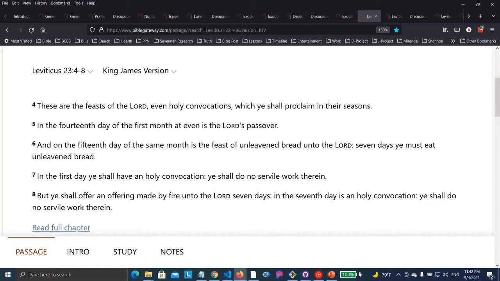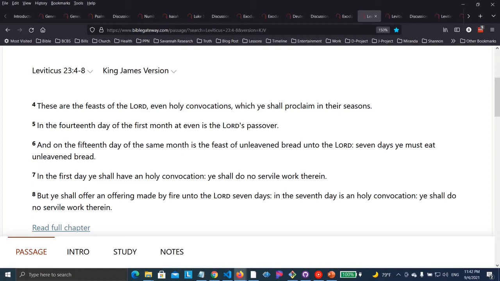These are the feasts of the Lord, even the holy convocations, which you shall proclaim in their seasons. The 14th day of the first month at even is the Lord's Passover. On the 15th day of the month is the feast of unleavened bread unto the Lord. Seven days you must eat unleavened bread. The first day you shall have a holy convocation. You shall do no servile work therein. And you shall make an offering made by fire unto the Lord seven days. In the 7th month is a holy convocation. You shall do no servile work therein.